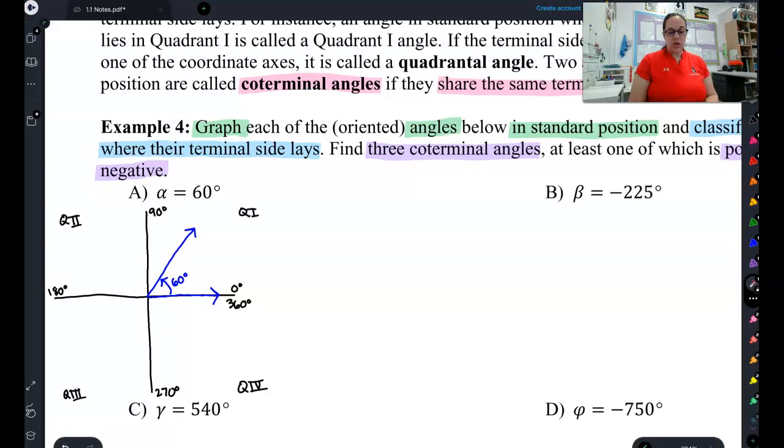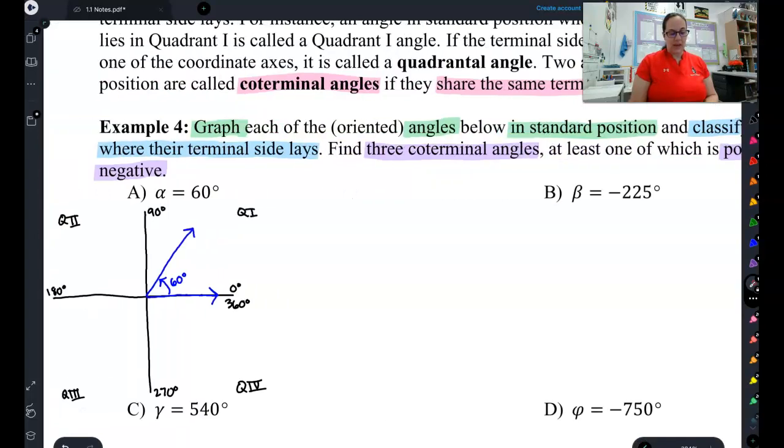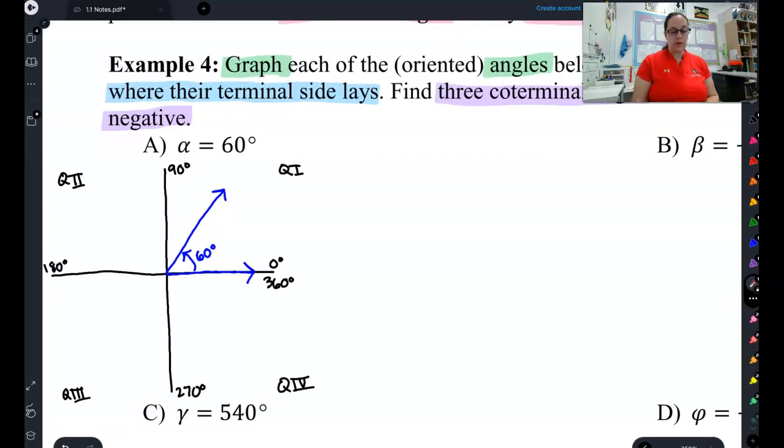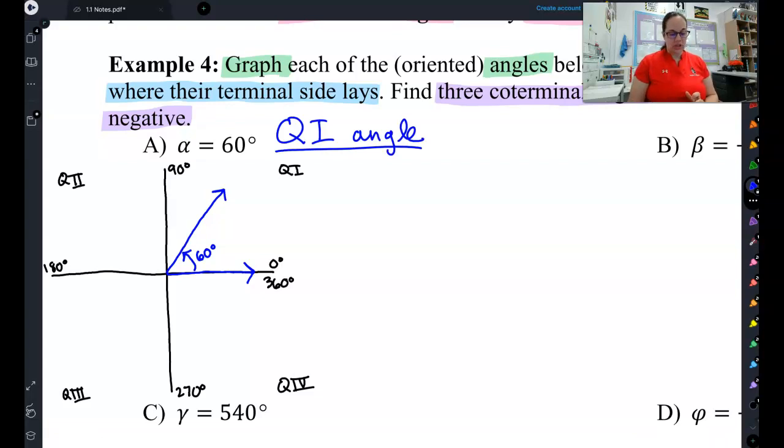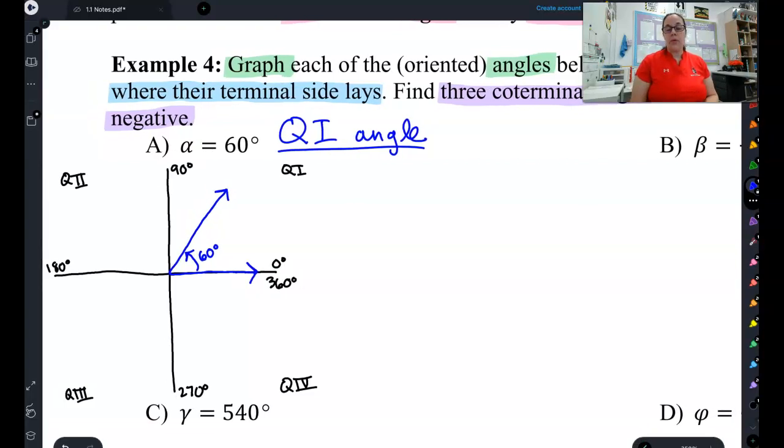Second, classify the angle according to where its terminal side lays. This angle is in quadrant 1, so we're going to say this is a quadrant 1 angle. I've classified it, that's good. Now, step 3, I want to find 3 coterminal angles. Well, at least one that is positive and one that is negative.